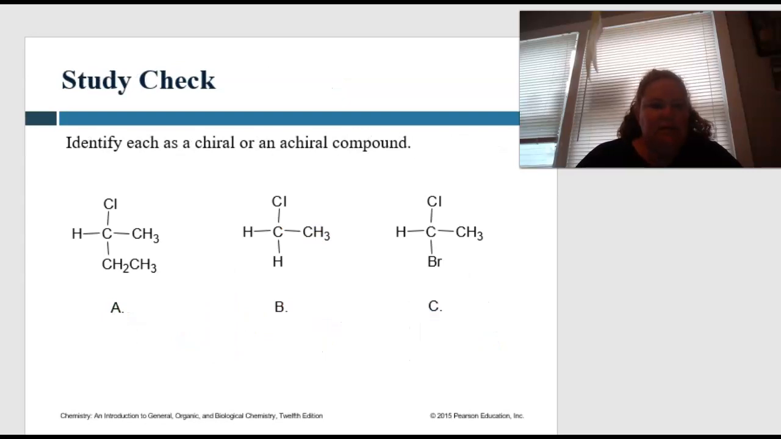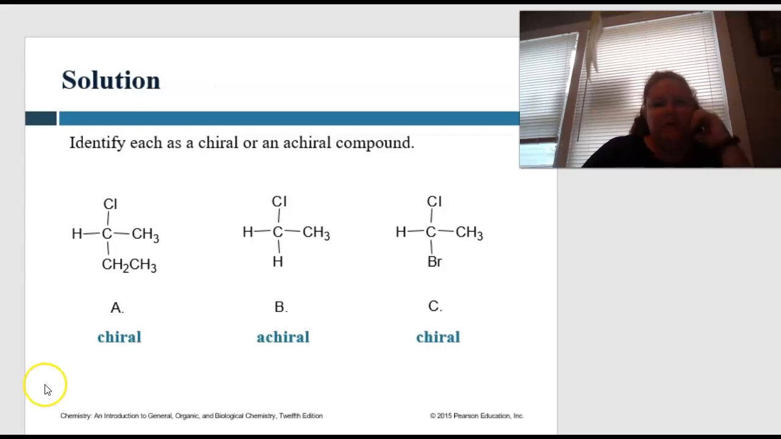Okay, let's do a little study check. Identify each of these as chiral or achiral compounds. Pause me and come back. All right, so this one is chiral. This one is achiral. And then this one, achiral. Right, great job, you guys.